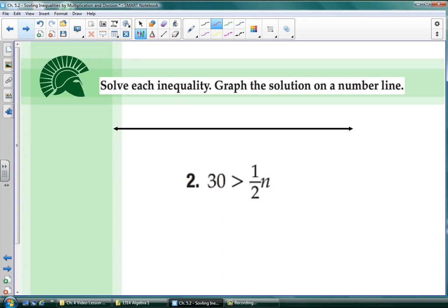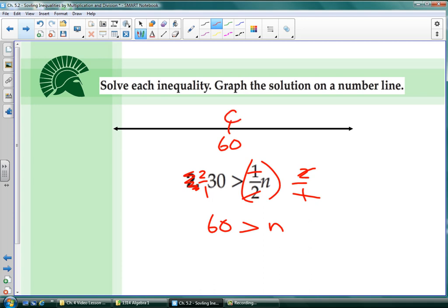So we have a fraction here. The fraction is being multiplied. Instead of dividing by the fraction, we just multiply by its multiplicative inverse. Okay? So the multiplicative inverse of 1/2 is 2/1. And then when we do that, we get 60 on one side is greater than, 2 cancels 2, 1 cancels 1, n. Okay? We're back to our electric fence. So we have 60, we'll put that in the middle.